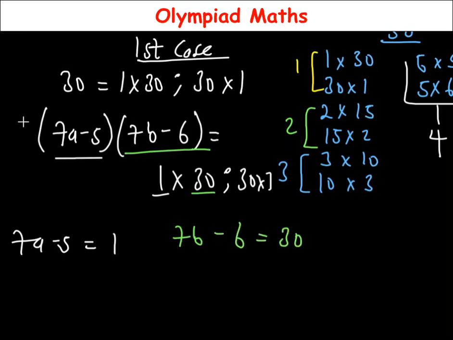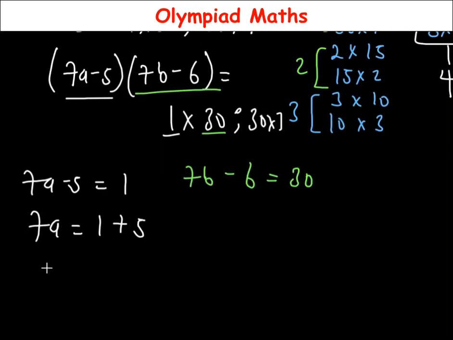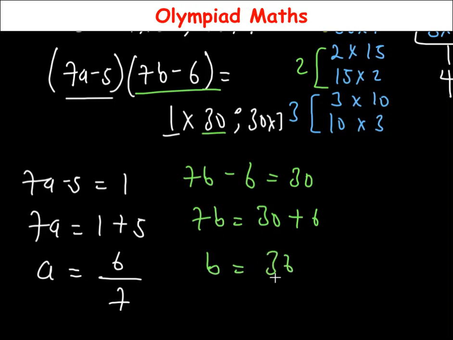So from here, 7a minus 5 equals 1, so 7a is equal to 1 plus 5, such that the value of a is equal to 6 over 7. And from here, 7b minus 6 equals 30, so 7b is equal to 30 plus 6, such that b is equal to 36 over 7. Now with this, there is no integer solution for the first case.